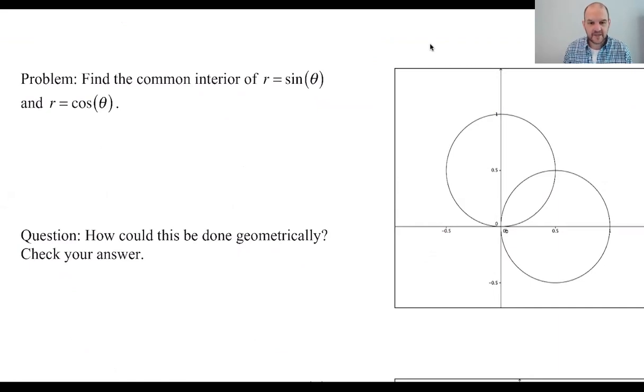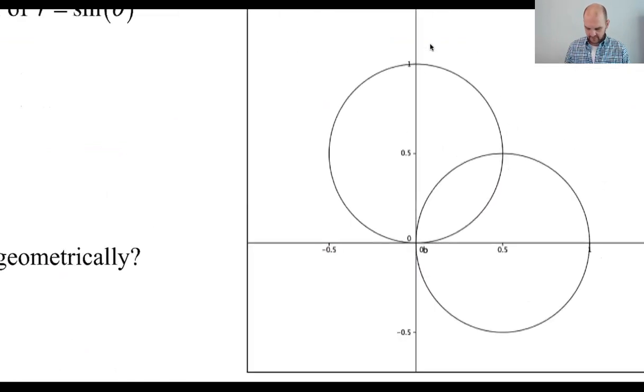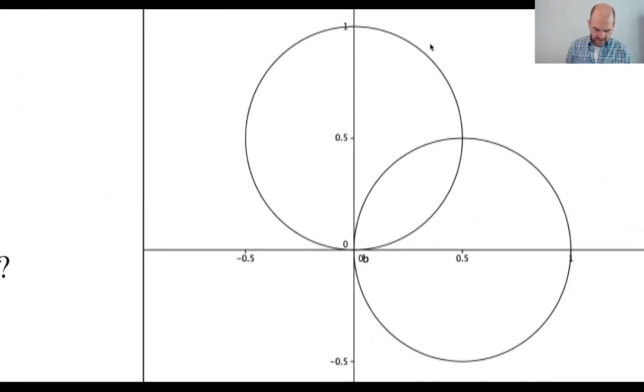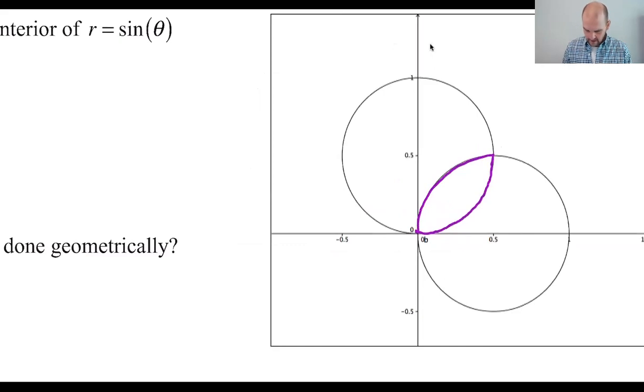We want to find the common interior of r equals sine of theta, which is a circle centered on the y-axis with a diameter of 1, and r equals cosine of theta, which is a circle centered on the x-axis with a diameter of 1. So we want to find, basically, I'm going to try to trace it. We want this region like this, I suppose.